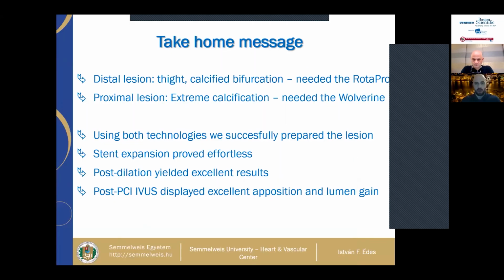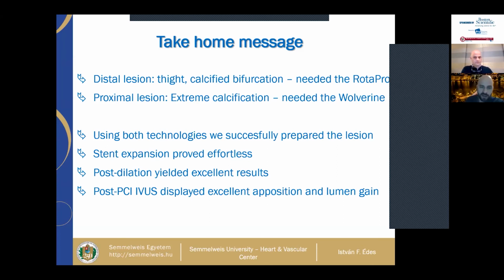So the take-home message with this case is that the distal lesion was a tight, calcified bifurcation, which needed rotational atherectomy. I used the Rotapro in this case because luckily we have it available. The proximal lesion was very calcified. It was big, so it needed the Wolverine to have it sufficiently corrected. Using both technologies, we were successfully able to prepare the lesion, and stent expansion proved effortless.